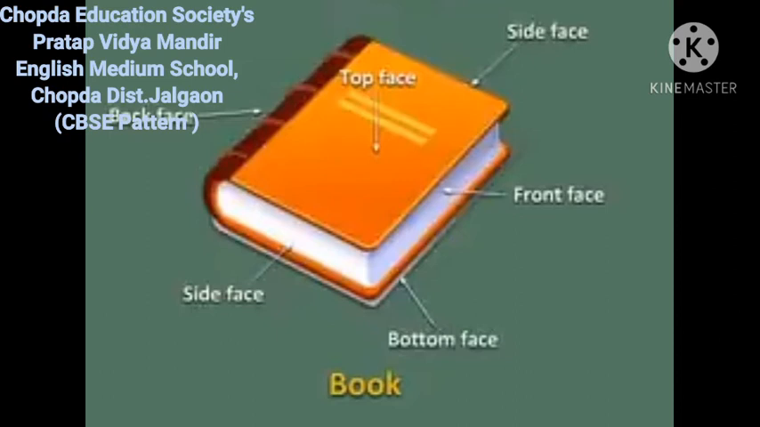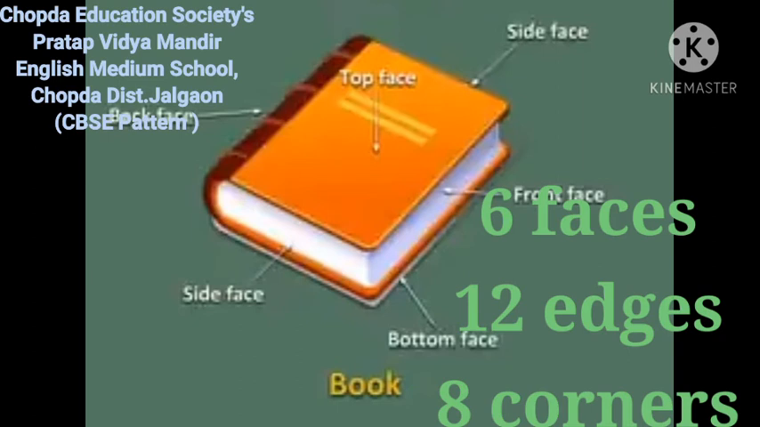A cuboid also has 6 faces, 12 edges and 8 corners. You always remember the number of faces, the number of edges and the number of corners of a cuboid.